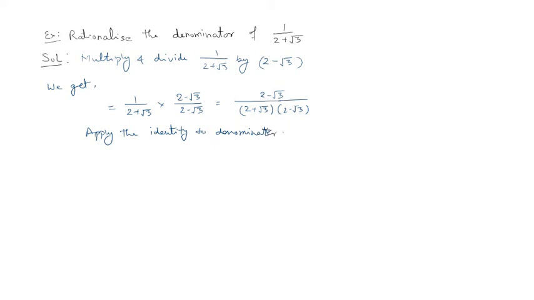What is that identity? a plus square root of b times a minus square root of b is equal to a square minus b. So here it will become 2 minus square root of 3 divided by a square, that is 2 square, minus b, that is 3. So here it will become 2 minus square root of 3 upon 4 minus 3, that is 2 minus square root of 3.